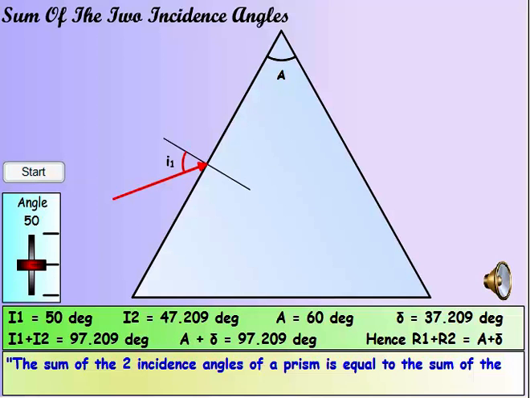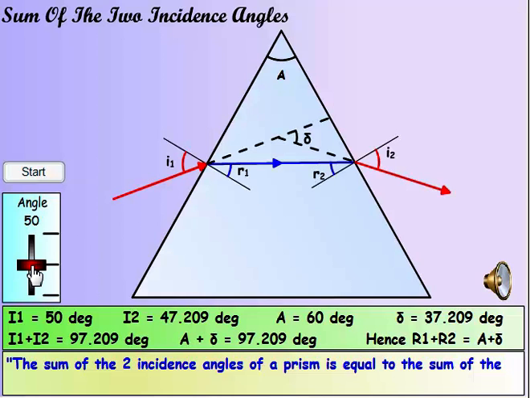This is another interesting rule in a prism. If you add the angle of incidence and the angle of emergence, you will find that its total always equals the sum of the angle of the prism and the angle of deviation. You can try changing the values of the angle of incidence and check if it follows the rule.